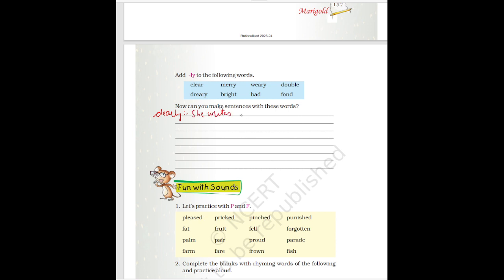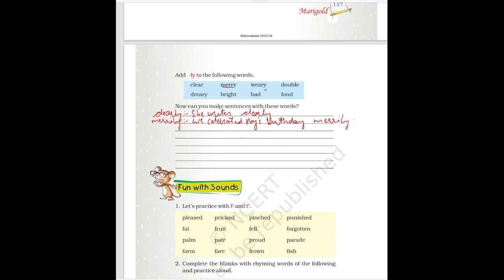She writes clearly, or you can write she speaks clearly. Then second is merrily. Merrily means happy. M-E-R-R-I-L-Y, merrily. You have to make a sentence of merrily. So you can write, we celebrated Raj's birthday merrily.